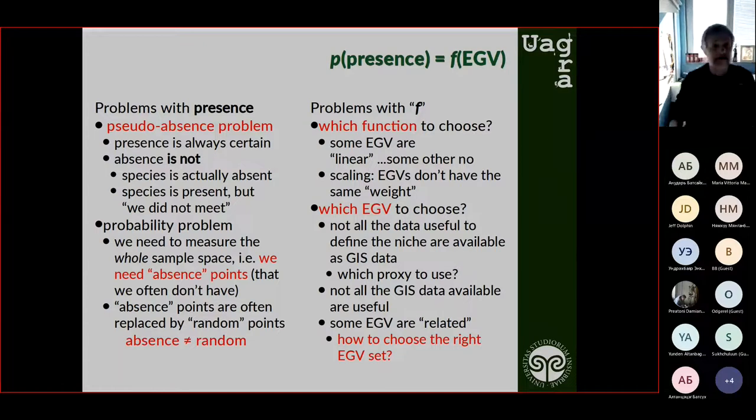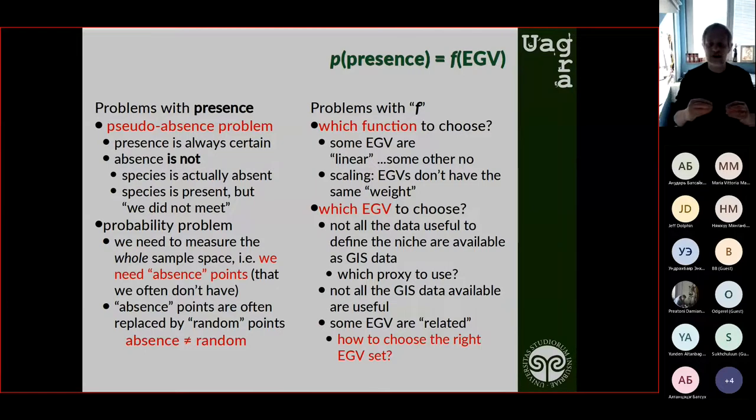On the other hand, let's have a look at the column to the right. We have also a problem with that bloody F. P of presence is an F of X. Which kind of F? A square root? Which function? You know, a computer is called computer because it's able to compute, to make calculations. We can ask our computer to relate the presence points to the eco-geographical variable in any possible kind. You can go on forever trying to apply different functions of the eco-geographical variable.